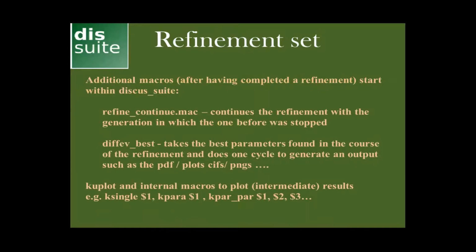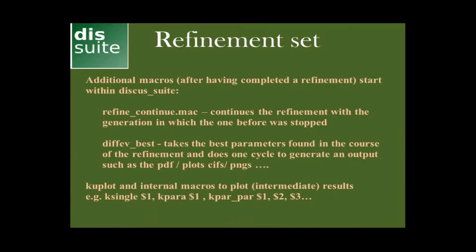There are of course additional macros which are also not used for just the refinement. That's for example the refine_continue.mac. This macro is used when your refinement comes to an end at some point and you want to continue the refinement because your parameters haven't converged yet. Then you should start that refinement command.